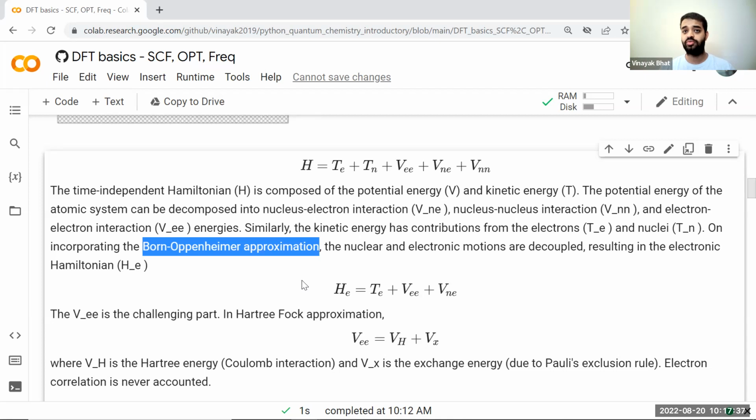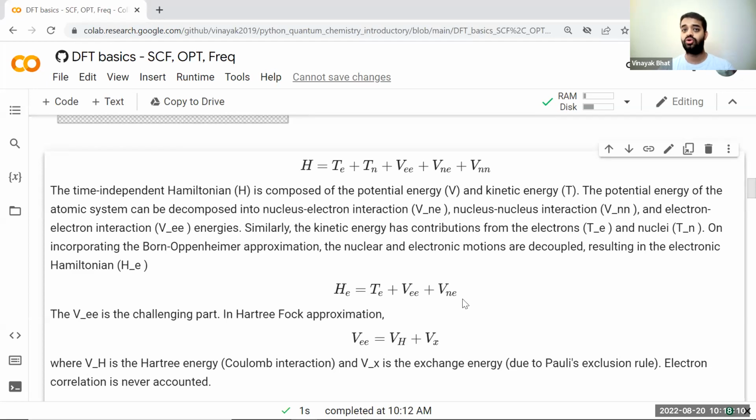And once this approximation is in place, the problem reduces to TE, kinetic energy of electron, electron-nucleus interaction, and electron-electron interaction. Okay, and kinetic energy and nucleus-electron interactions can be modeled easily because you know the velocity of a moving electron or things like that. But the challenging part in this is the VEE.